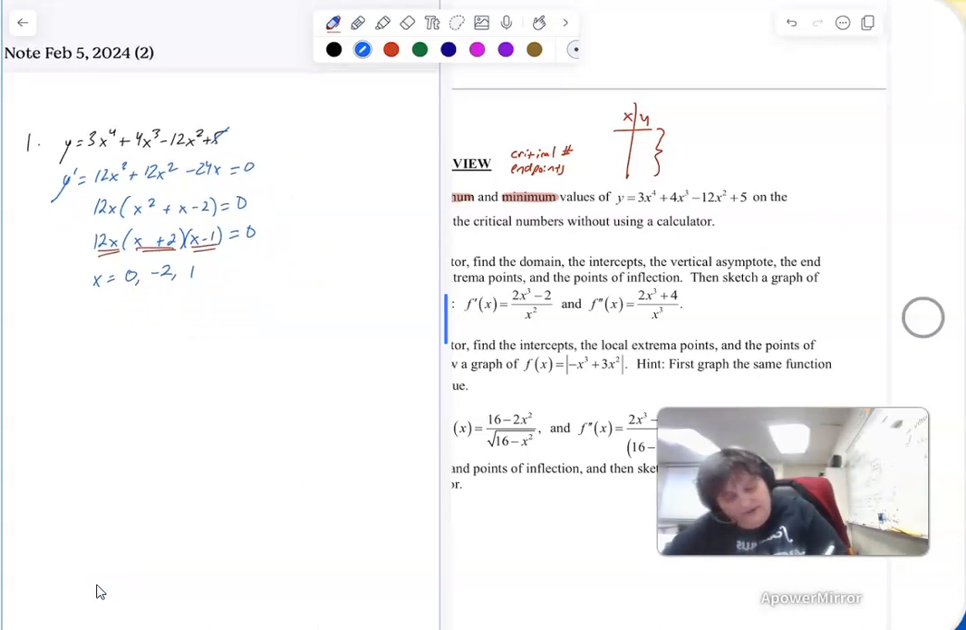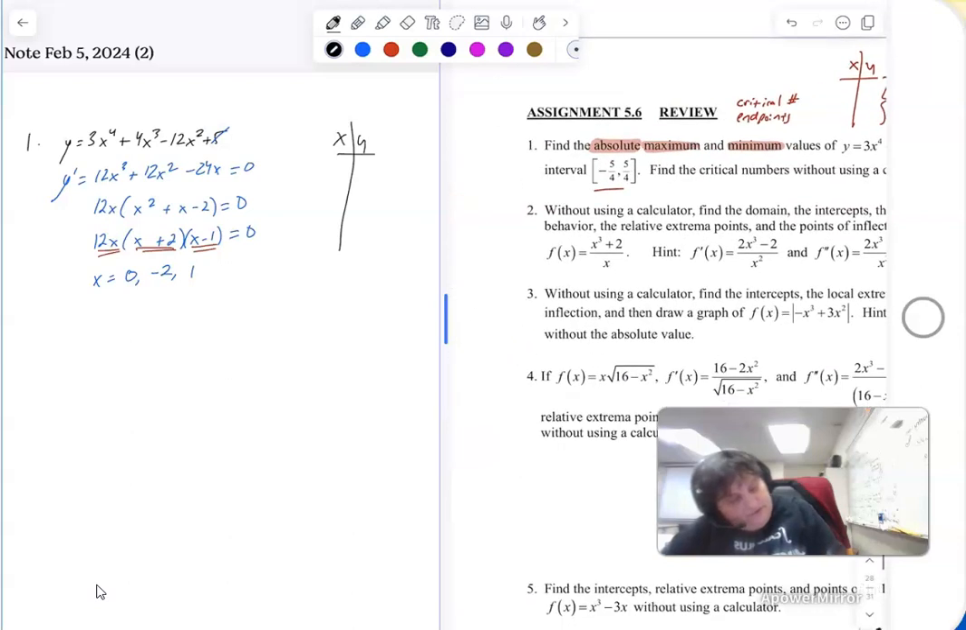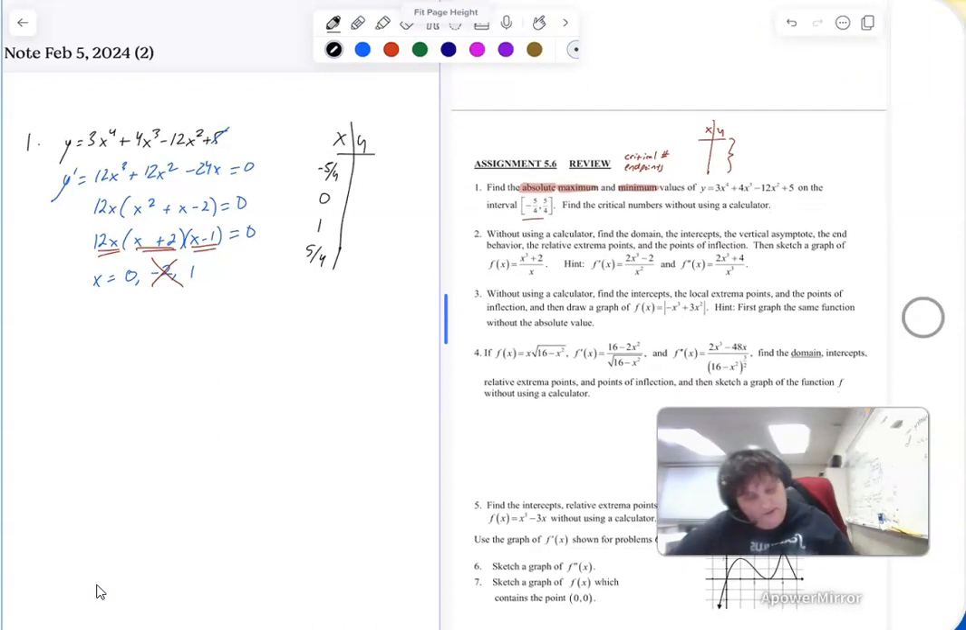And I have to test my critical numbers along with my endpoints. Remember, my endpoints are -5/4 and 5/4. Now that's like 1 1/4, right? Okay, what that means is that actually -2 is outside my interval, so I'm actually not going to test -2. That's not in between these numbers. This is why I like making the table so that these numbers go in order. 0, 1.